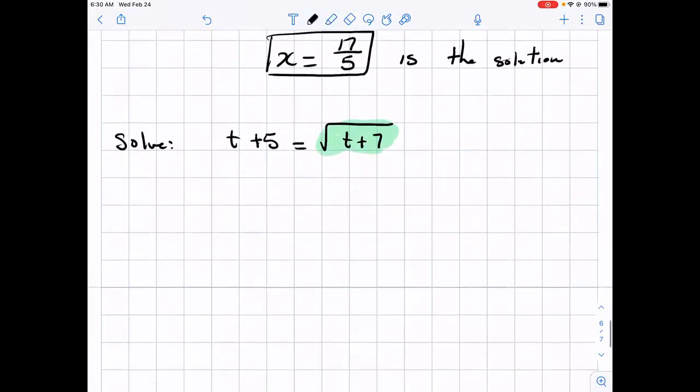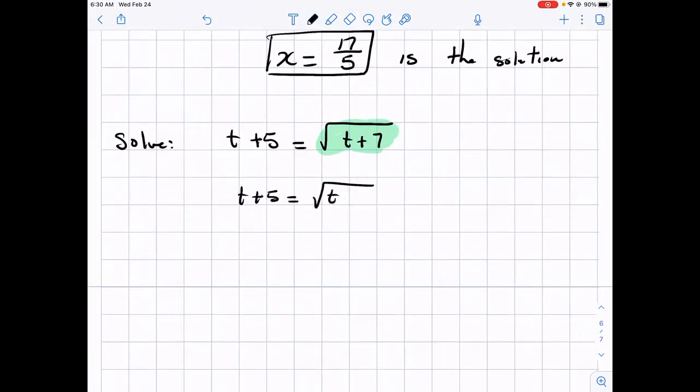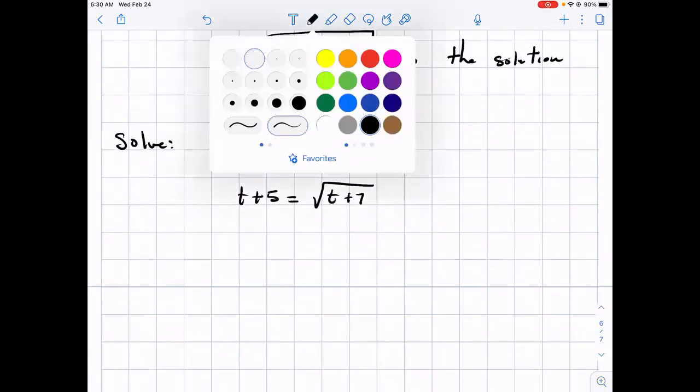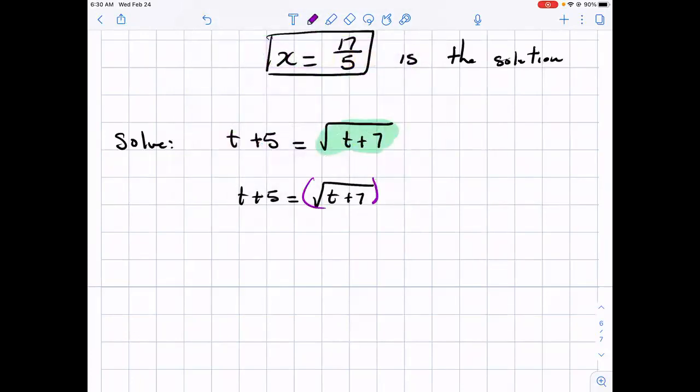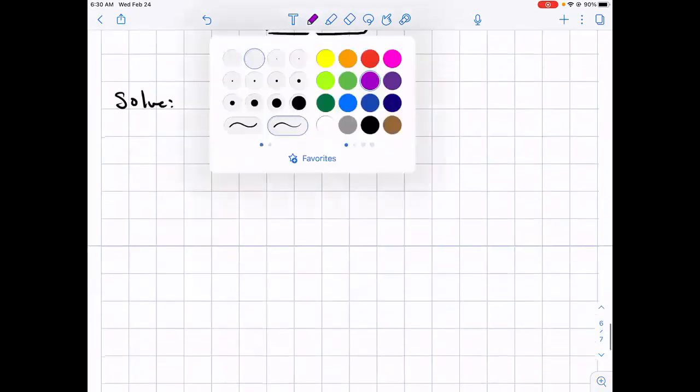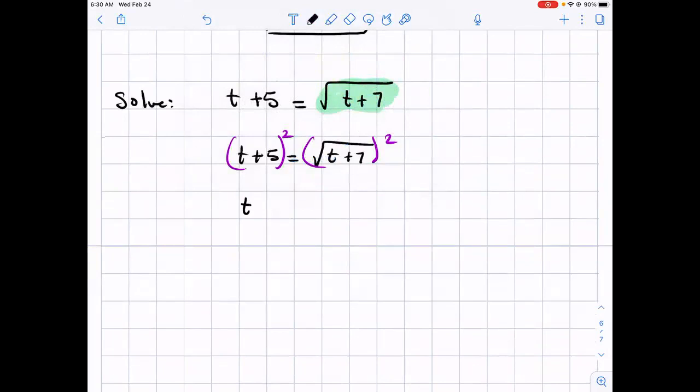So if we do this, we have t plus 5 is equal to the root of t plus 7. What we're going to do is square the right side. But if we square the right side, we have to square everything on the left side. Notice I didn't square them individually. I squared the entire side. By squaring, this side becomes t plus 5 times t plus 5. And that is equal to, when you square the side with the root, you get t plus 7.